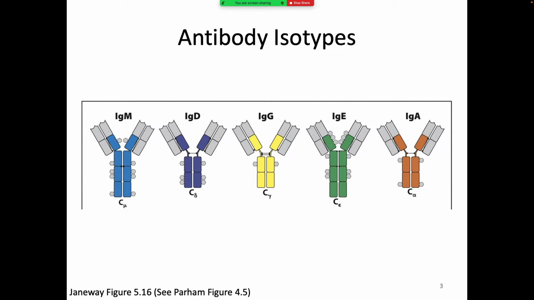One is M. It's encoded by a gene called mu, which is the letter M in Greek letters. We've got IgD, which is encoded by delta, IgG, which is encoded by gamma, IgE, which is encoded by epsilon, and IgA, which is encoded by alpha. And so you can see these 5 different types of heavy chains. We call them the 5 different isotypes of our antibodies. And the mnemonic that I use to remember them is MDs give everyone apples, because of that idea of an apple a day keeps the doctor away.